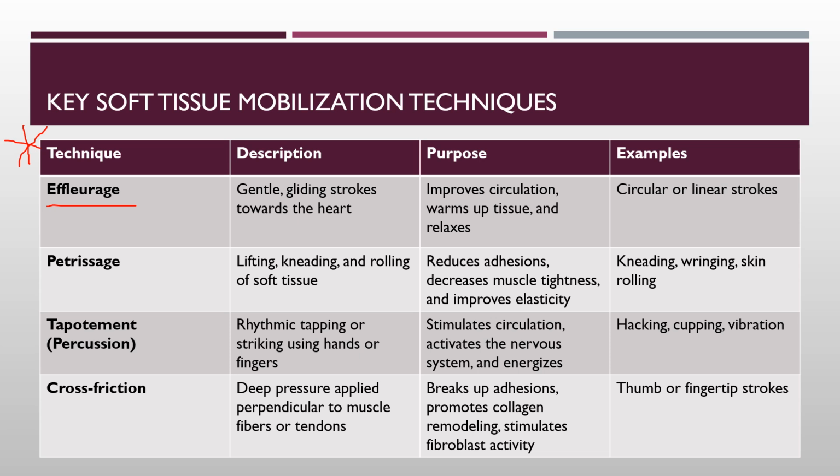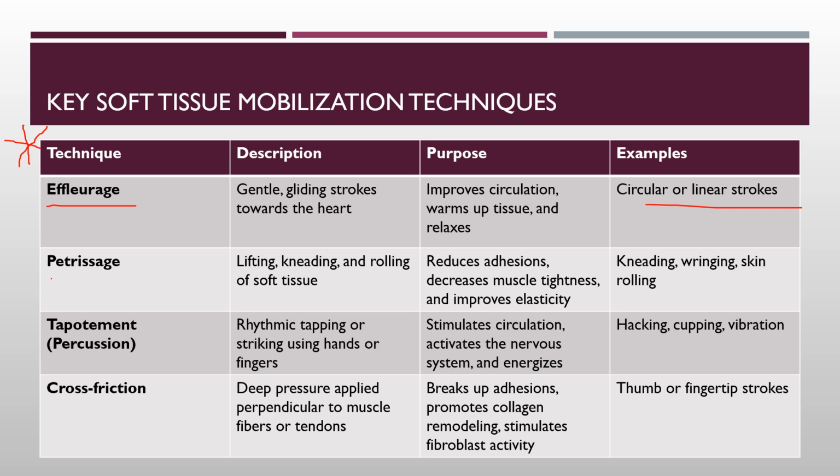The purpose is to improve circulation and also to warm up the tissue for some deeper strokes that we're going to get into in a second, and to relax our patients. They want to feel like they're in a therapeutic environment. We want to make sure that they're ready for the more challenging activities that they're going to be performing later, as well as relaxing them and getting them prepared for our deeper soft tissue techniques. We can use circular or linear strokes when we're looking at Effleurage.